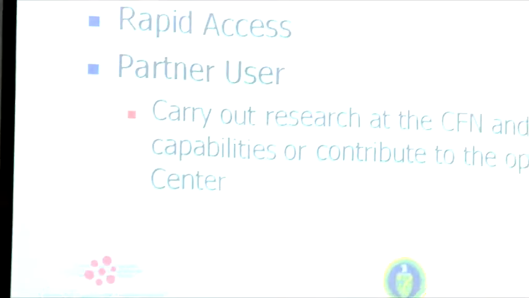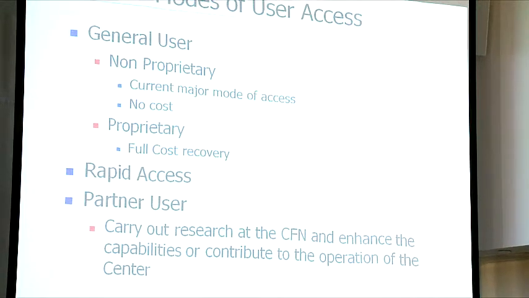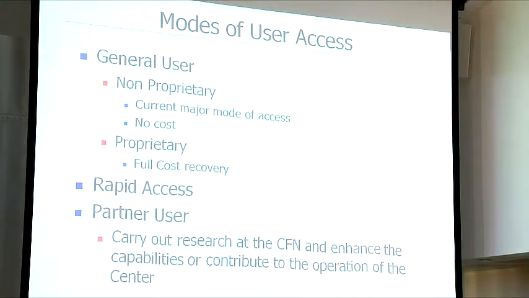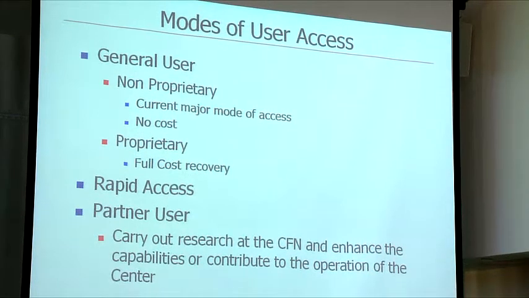So there are three different modes of user access. The general user, which is the major mode of access here at the CFN. It can either be non-proprietary, which is free at no cost to you. You have access to these wonderful tools and to our staff's expertise at no cost. And the proprietary mode, which we charge full cost recovery. We also have what we call rapid access. I will talk a little bit about that in the next slide. And we have what we call partner users. These are individuals or groups that carry out research at the CFN, and then they enhance our capabilities here.